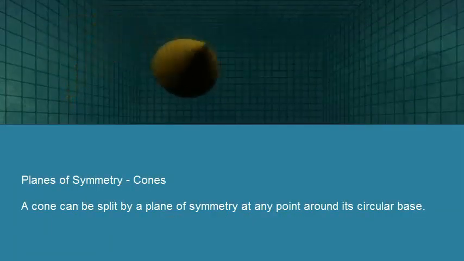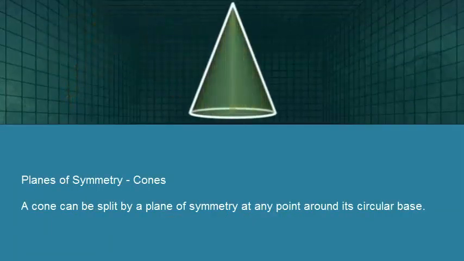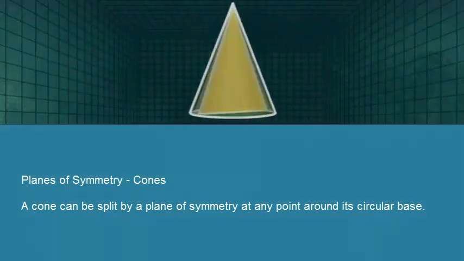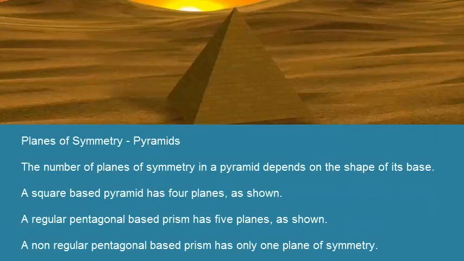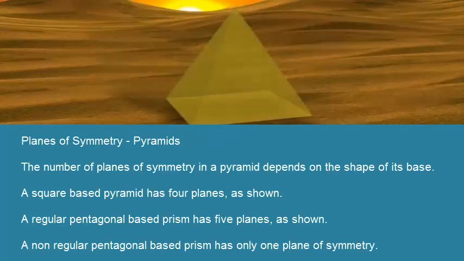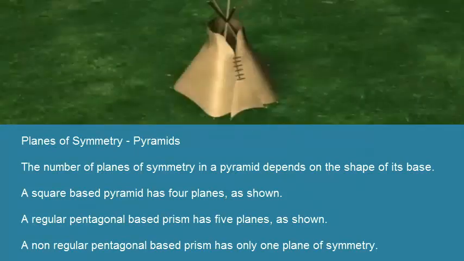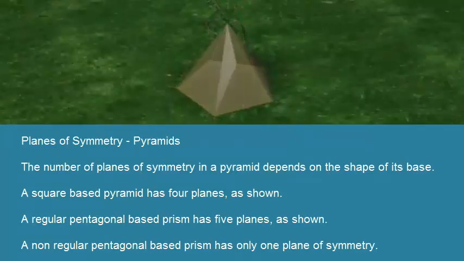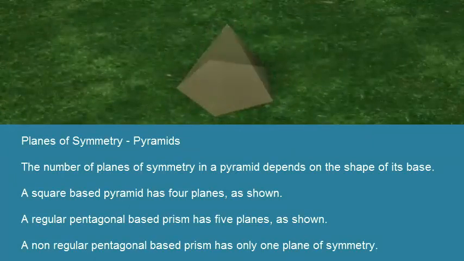Planes of symmetry, cones. A cone can be split by a plane of symmetry at any point around its circular base. Planes of symmetry, pyramids. The number of planes of symmetry in a pyramid depends on the shape of its base. A square-based pyramid has 4 planes, as shown. A regular pentagonal-based prism has 5 planes, as shown. A non-regular pentagonal-based prism has only 1 plane of symmetry.